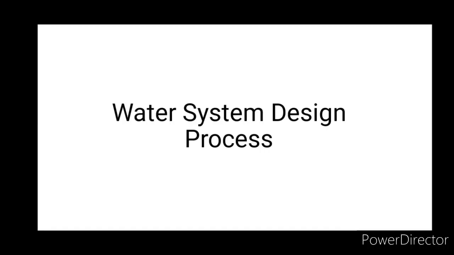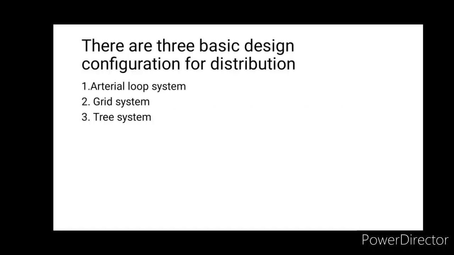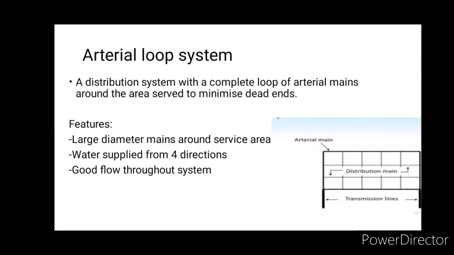Water system design process. There are three basic design configurations for a distribution system. First is the arterial loop system. Second, the grid system. The last one is the tree system.